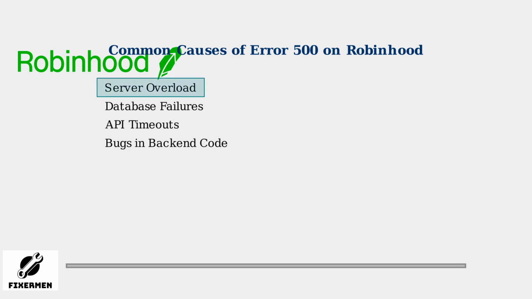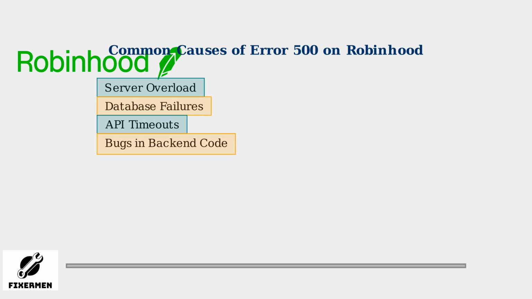The primary causes include server overload during high traffic periods, database failures that prevent data access, API timeouts when external services don't respond quickly enough, and bugs in their backend code that create unexpected errors. Server overload occurs when too many users access the platform simultaneously, overwhelming the servers.